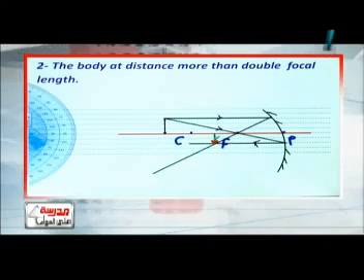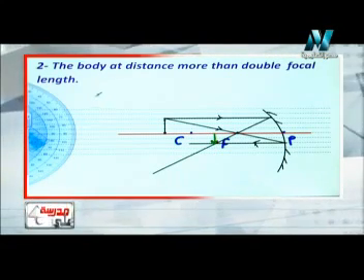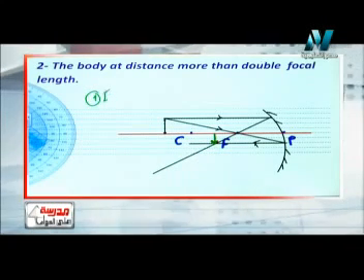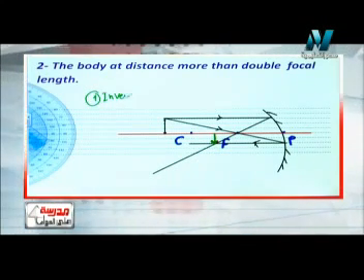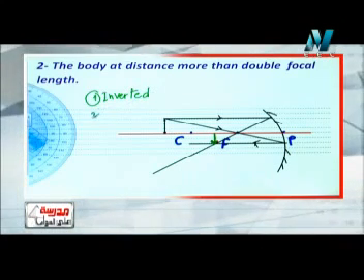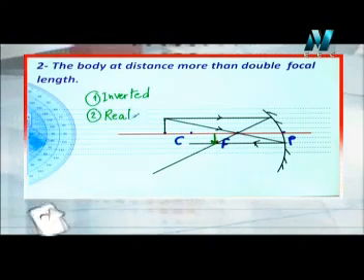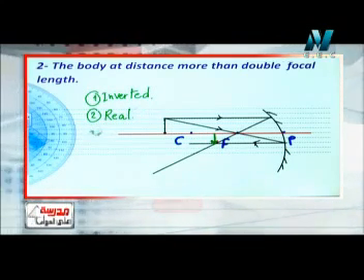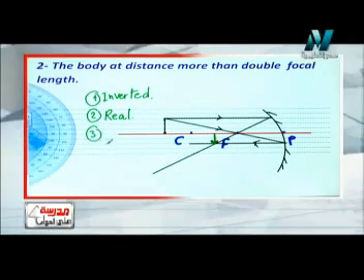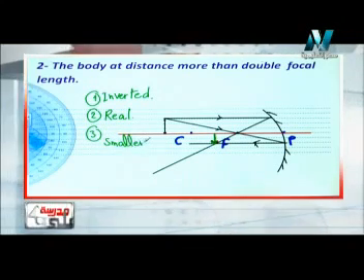As you see, the properties of the image: number 1, it is inverted, upside down. At the same time, the image is real. As we know, a real image can be received on the screen. Number 3, it is diminished, or small, or smaller than the object.